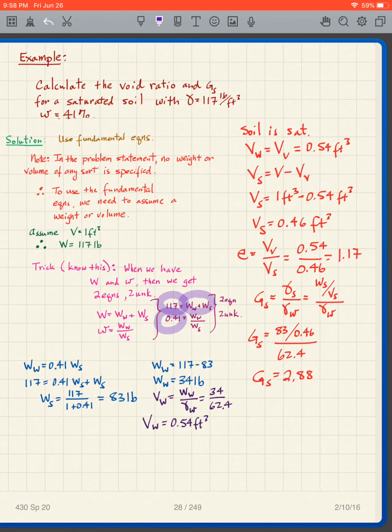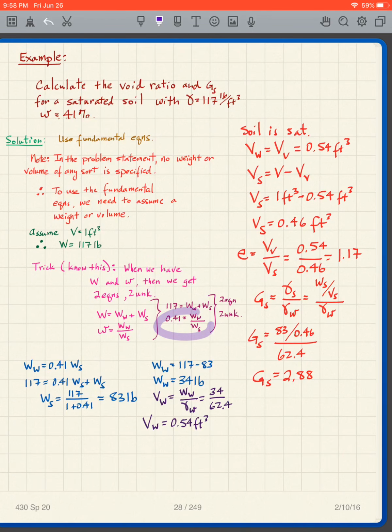And the water content is weight of the water over the weight of the solids. So I have the 2 equations. My 2 unknowns are weight of the water and weight of the solids. How do I solve that? It's quite simple.